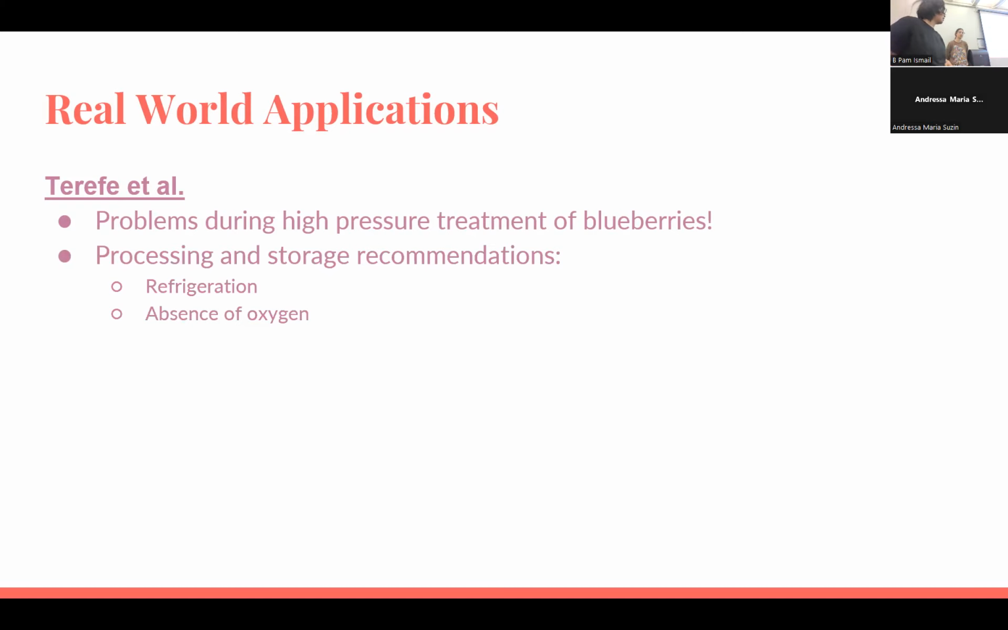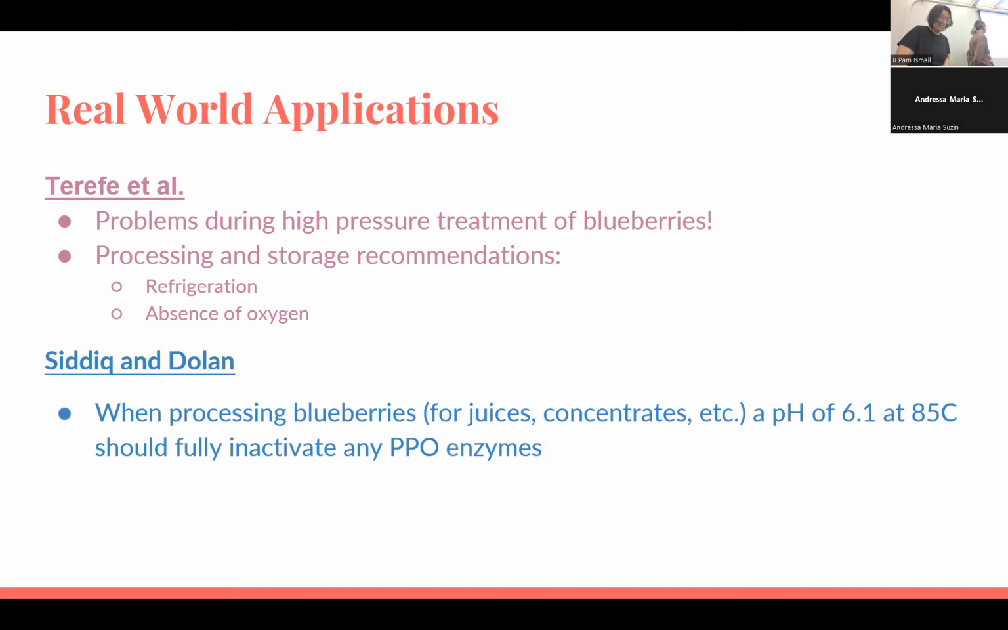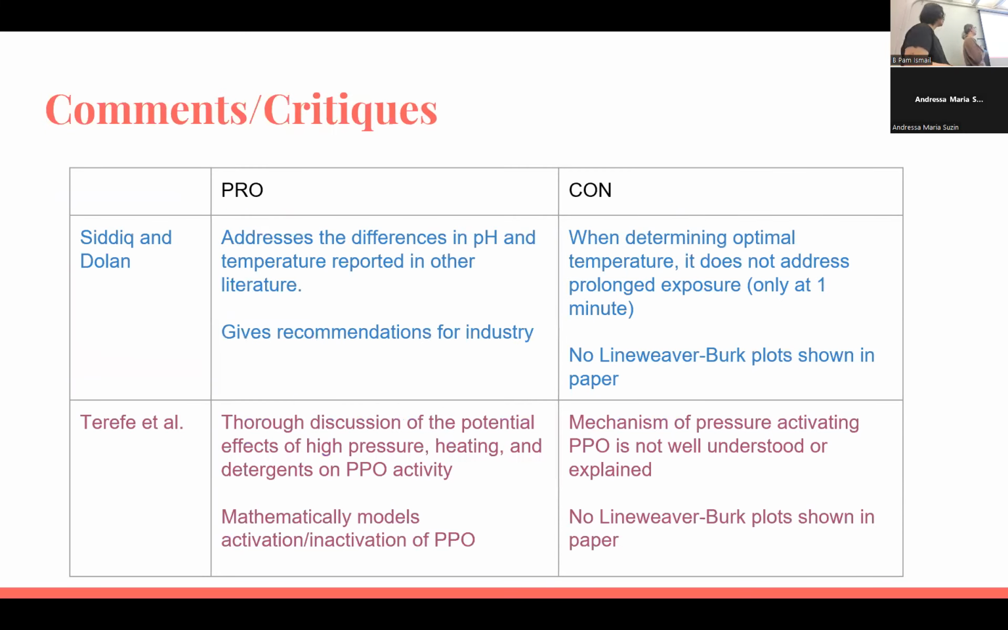So their recommendations during processing and storage is to pretty much refrigerate the product and avoid oxygen during that entire process. And then for Siddiq and Milan, sorry, essentially when processing blueberries, if you wanted to inactivate polyphenol oxidase, you have the juice, you can take that pH down to 6.1, and heat it to 85 degrees Celsius to fully inactivate your enzyme. And then a couple of critiques.